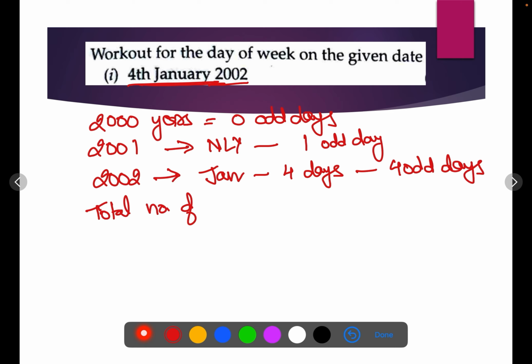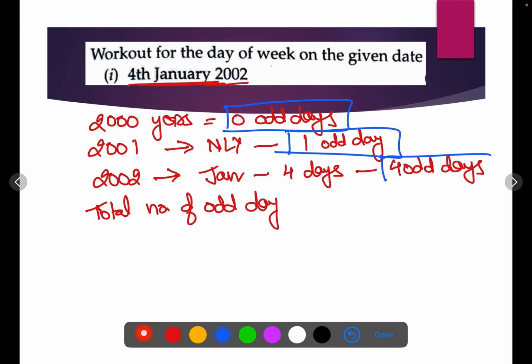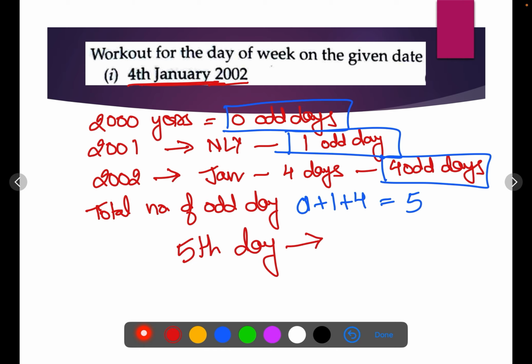What are the total number of odd days? Can we all see? 0 here, 1 here and 4 here. So what is the total? 0 plus 1 plus 4, which is 5. Now, do you remember the day code? What is the day code for 5th day? For 5th day, it is Friday.